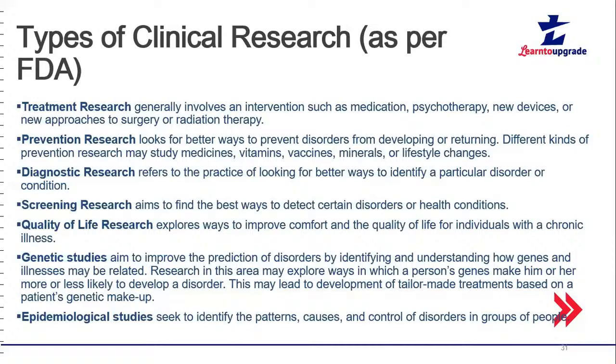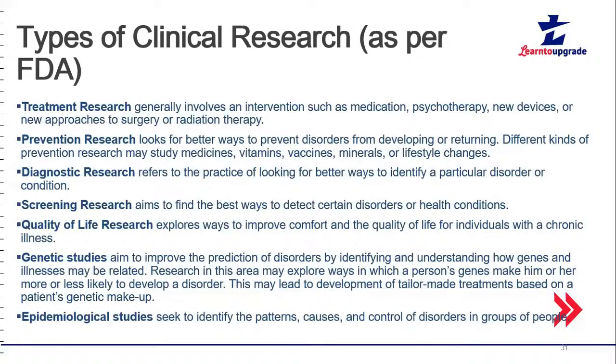Research in the area may explore ways in which a person's genes make him or her more or less likely to develop a disorder. So you have also seen this, right? That if a mother or a father has a particular type of gene, there is a good possibility that the baby is going to have this disorder or may not have this disorder. This type of study, which is actually going to prove this, is called a genetic study. This may lead to the development of tailor-made treatments based on the patient's genetic makeup, on the basis of which you can tailor the entire treatment if we know this early.